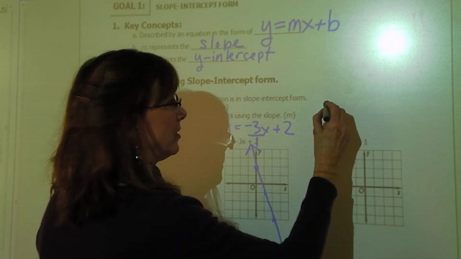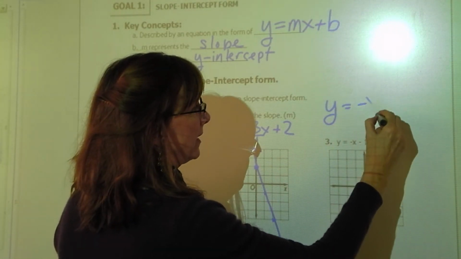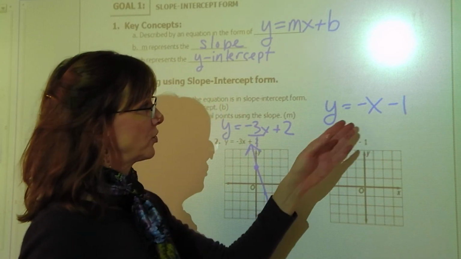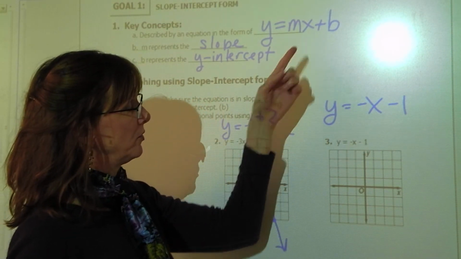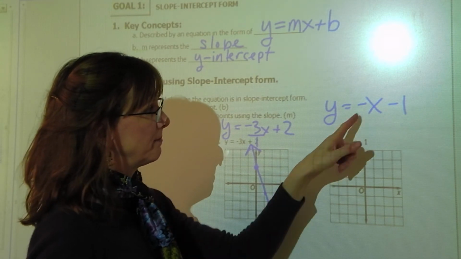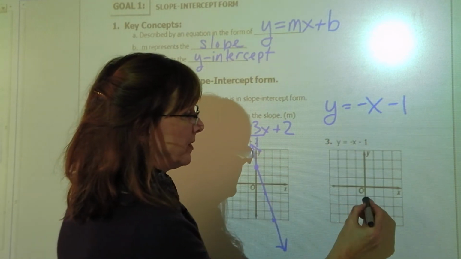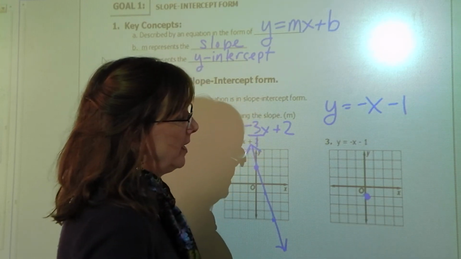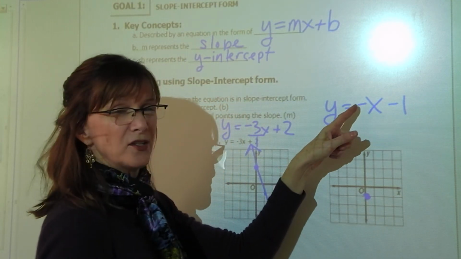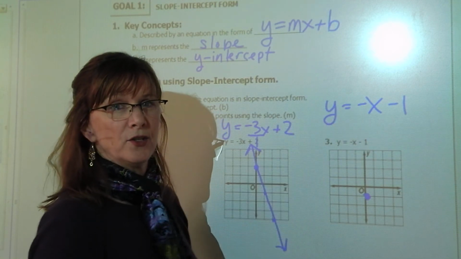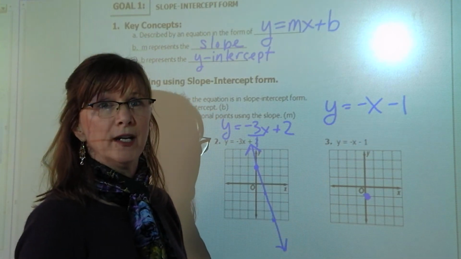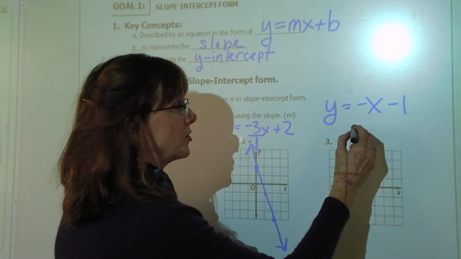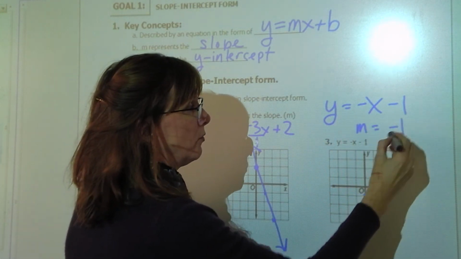Okay, our last equation is y equals negative x minus 1. Again, you want to make sure your equation is in slope-intercept form, which it is. Now we're going to start by plotting our y-intercept, which is negative 1. So you're going to start on the y-axis at negative 1. And this time, notice there's no number written in front of x. We know that when no number is written in, it's understood to be 1. But here you have a negative x. So that means our slope is negative 1.